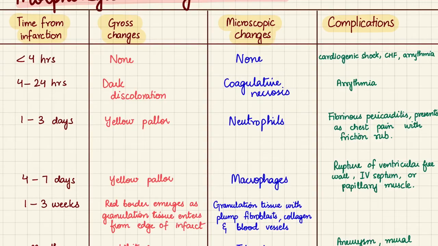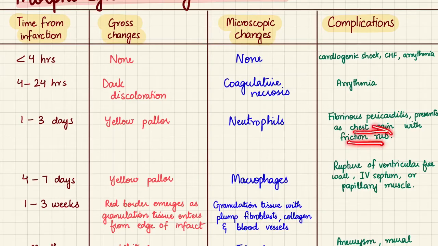to the inflammation that is going to start, and neutrophils will invade the area microscopically. Now, one complication of this can be fibrinous pericarditis, and chiefly in transmural myocardial infarctions, because when the whole wall is necrosed, what will happen is that when the neutrophils and other inflammatory cells invade this area, the pericardium might get affected as well, and the inflammation may include the whole of the pericardium. This can present as chest pain with friction rub.